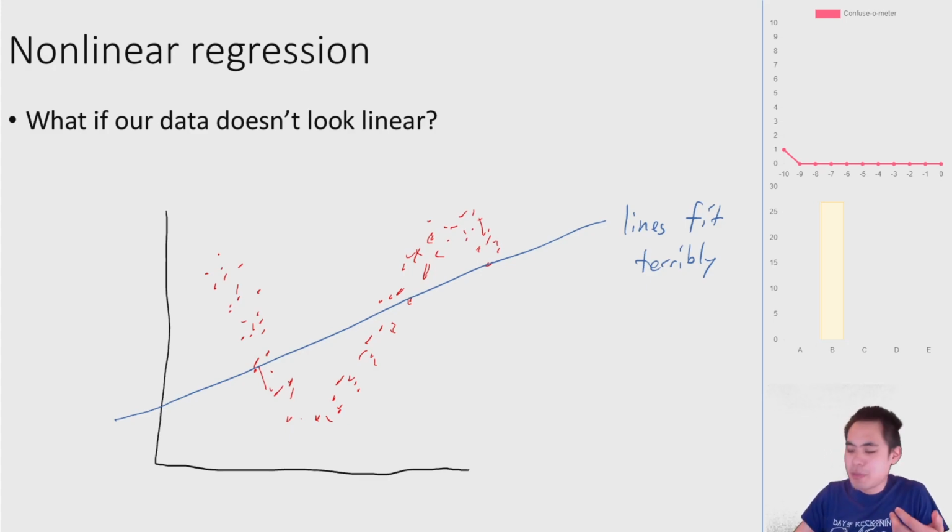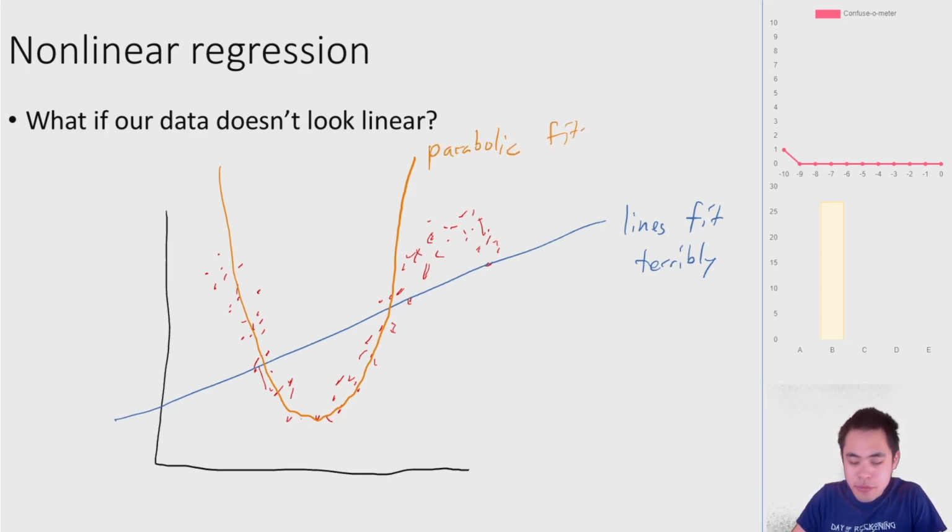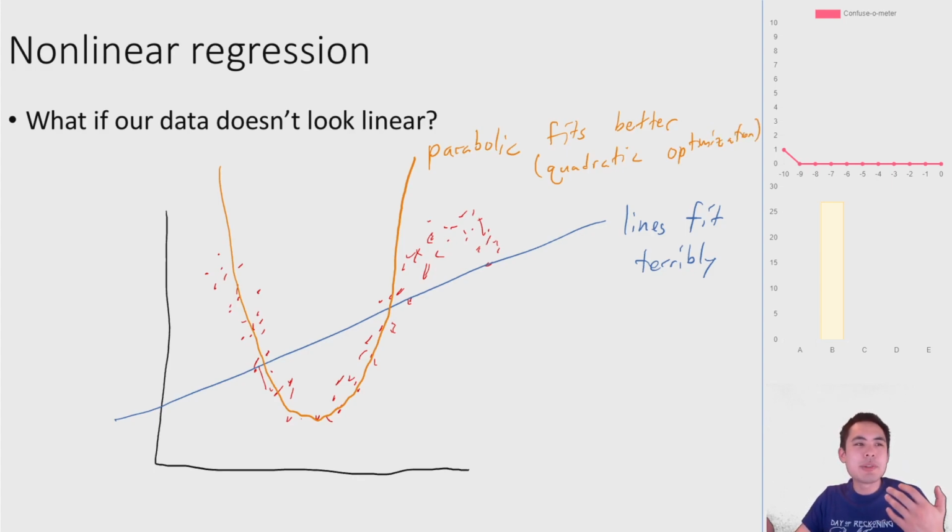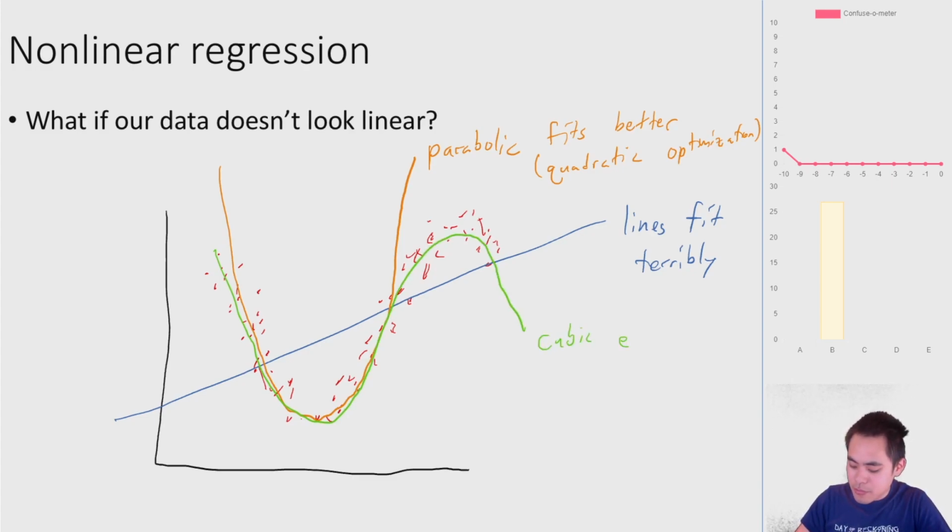Now, just staring at this, you might be thinking, well, maybe a line doesn't work, but maybe we could do a parabola instead. So let's see. Maybe if we did a parabola, that would fit a little bit better. And that is true. So the parabola fits better. And this would be something we'd call quadratic optimization. But maybe, staring at this, the parabola still isn't perfect. So maybe if you add yet another variable, you could fit it as a cubic equation. So maybe something like that. So maybe a cubic equation is even better.